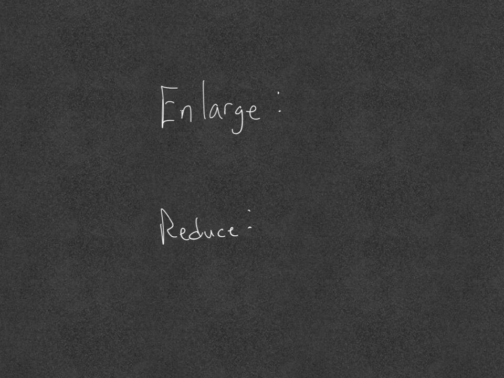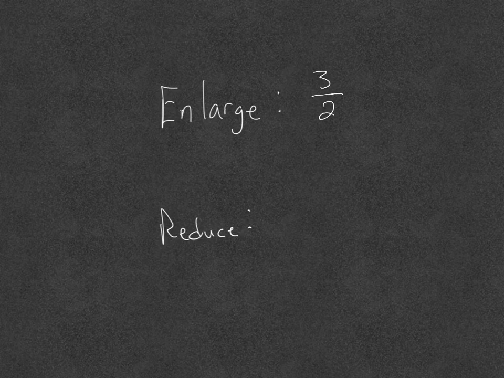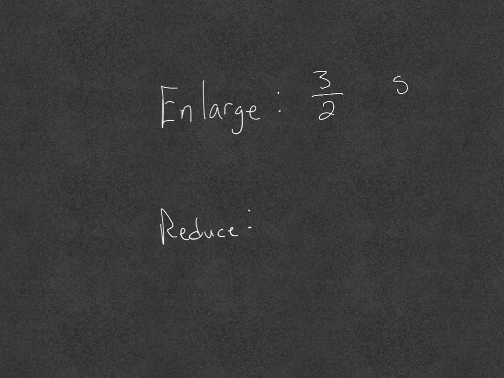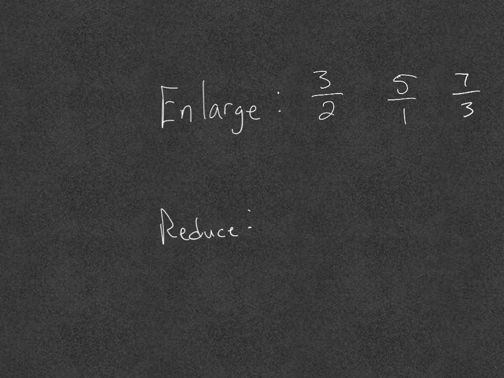So remember, a ratio is just a fancy word for a fraction. To enlarge something, we would write it as 3 over 2 because that's greater than 1. Something like 5 over 1 is greater than 1. We could have 7 over 3, which is also greater than 1.